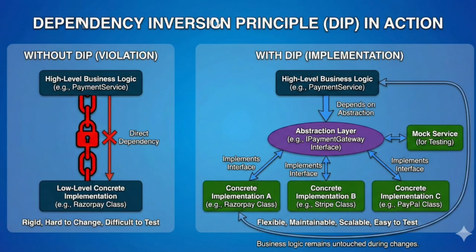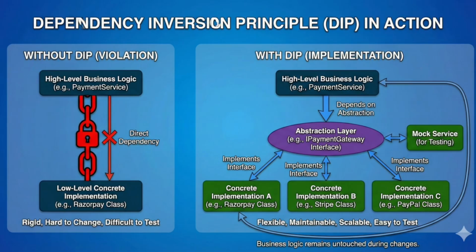Another massive benefit of dependency inversion is testing. When your code depends directly on real implementations, unit testing becomes extremely difficult. You may need real databases, real APIs, and real services just to test simple logic. But when your system depends on abstractions, you can simply inject mock implementations during testing. This makes unit testing faster, safer, and more reliable.